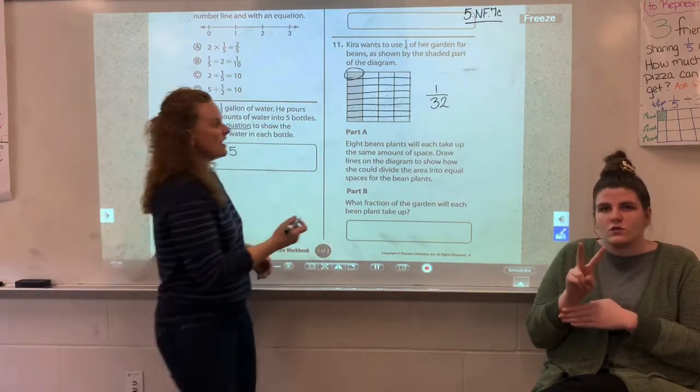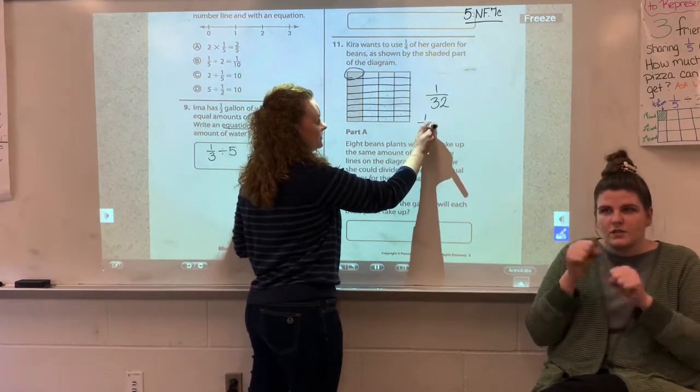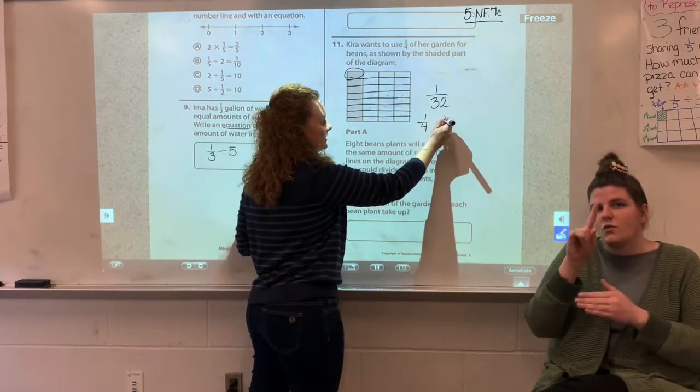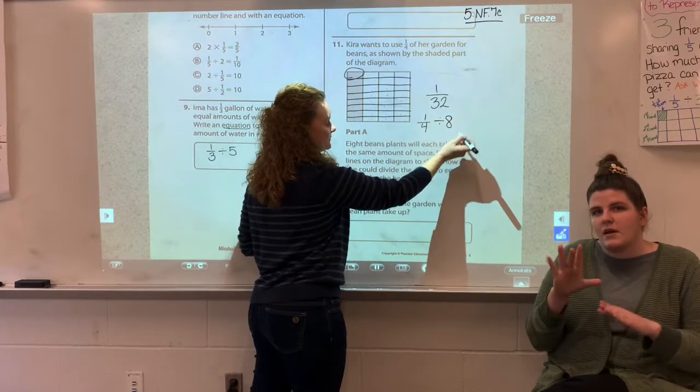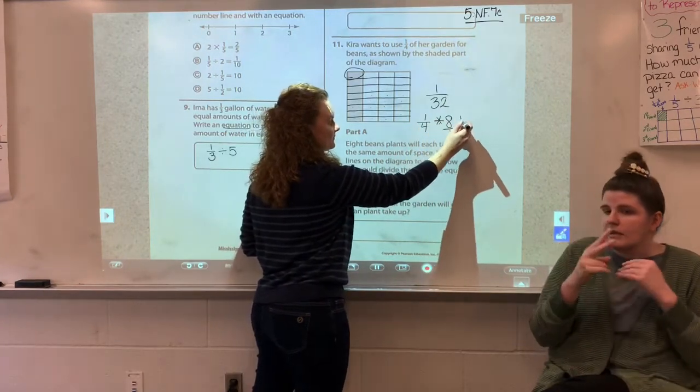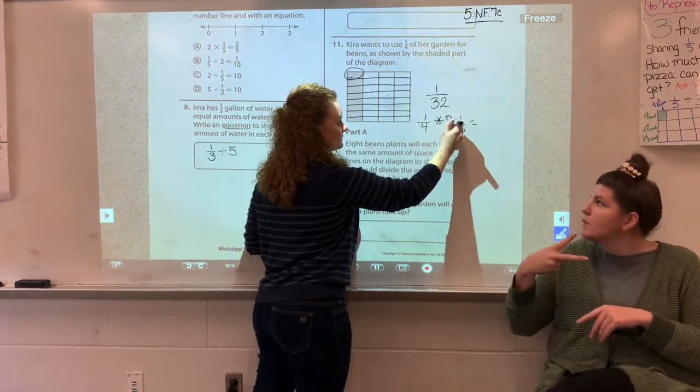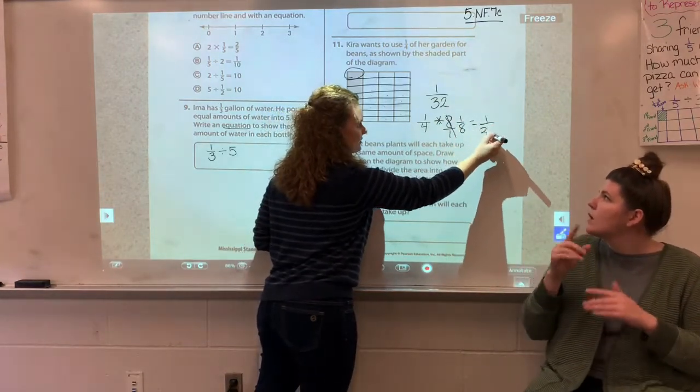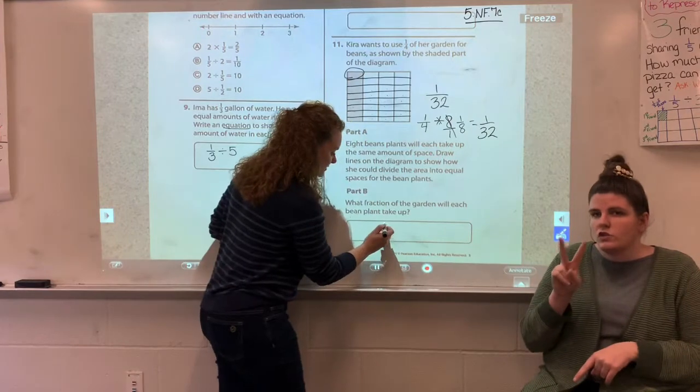And we can check that by saying 1/4 divided by 8, which we would turn this into a whole number. Keep, multiply, flip, and we get 1/32.